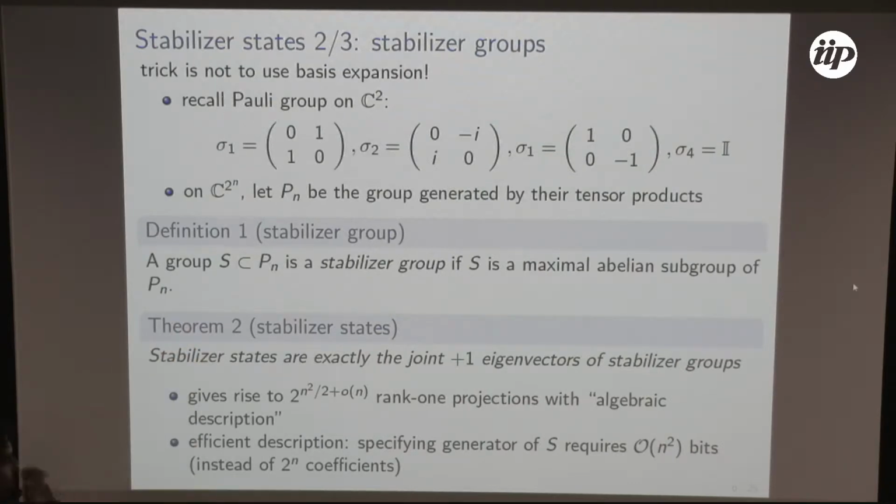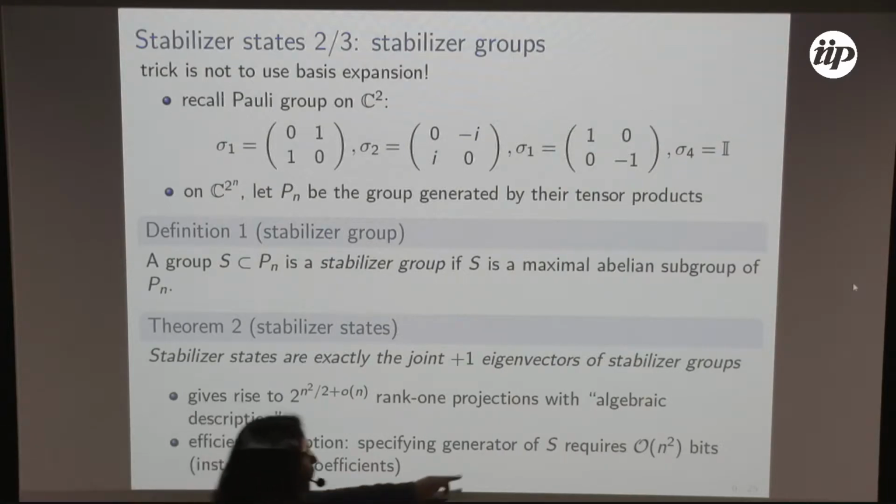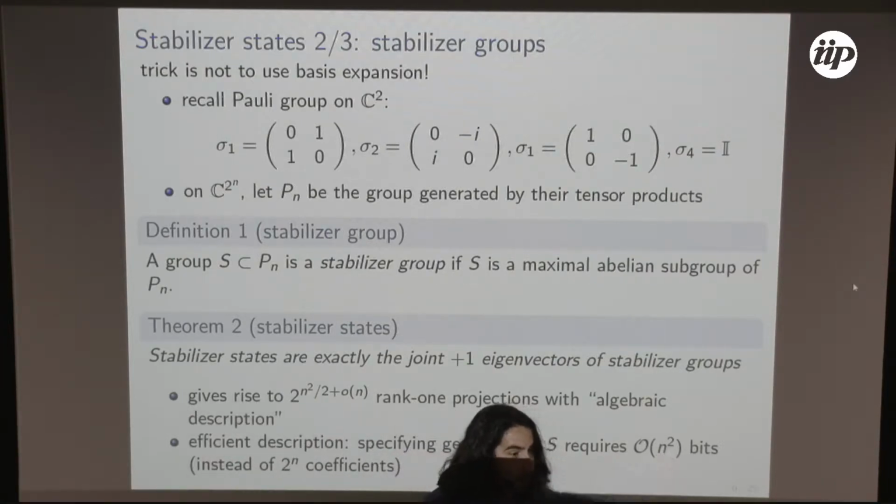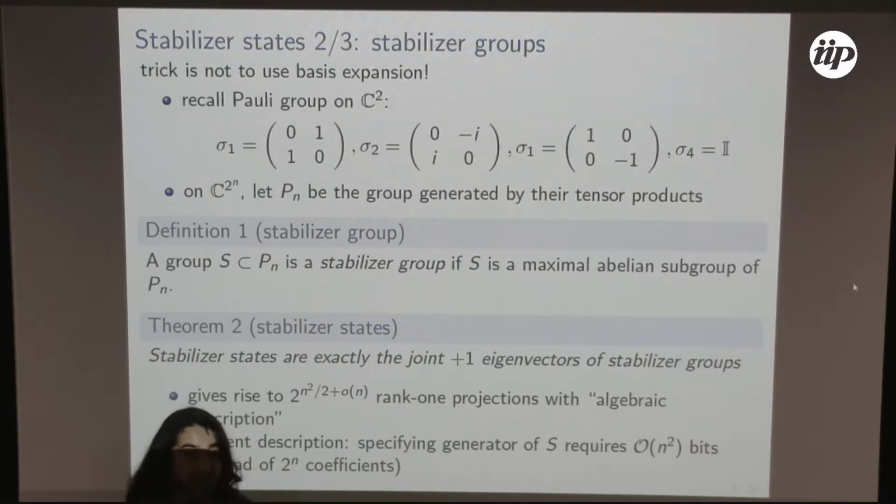And this allows you to specify every stabilizer state using just an order of n bits, whereas exponentially many you would need to naively write them down. This is closely related to a famous theorem in quantum information theory, the Gottesman-Knill theorem. You can exploit this very efficient description to efficiently simulate circuits that only use stabilizer states. There's no quantum speed up when you try to do this because you can simulate it classically.